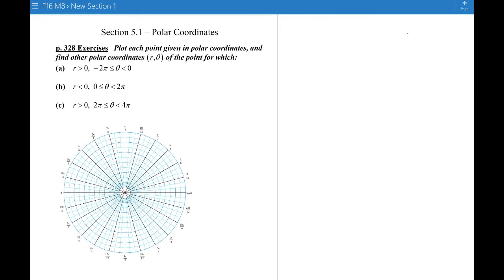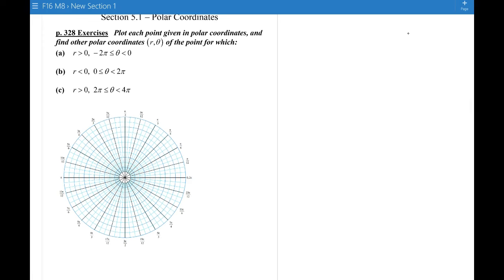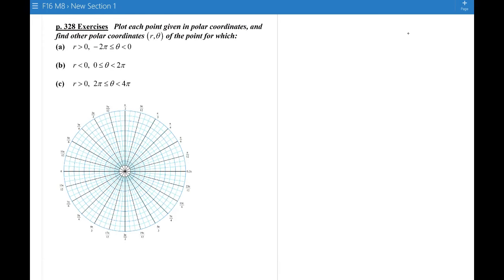So now we're just going to practice plotting a point in polar coordinates and figure out how to give it the other names that work. So let's do the point (5, pi over 3).